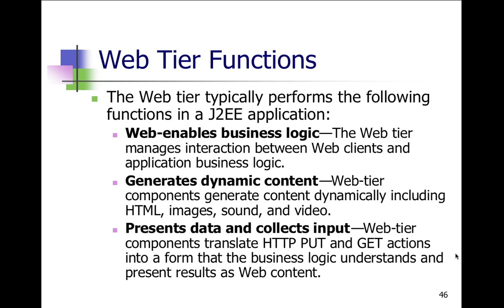In terms of the web tier functions, I'm starting out with the web tier, which is the front interface to the application. As I mentioned in the previous slide, it holds all of the XML and the HTML documents and the interfaces. So the parsers and things are all on that web tier. And it's web-enabled business logic. The web tier manages the interaction between the web clients and the application business logic. What does that mean? It's kind of like a main menu in a program. The main menu sends a customer to option number 1, option number 2, option number 3. That's what the web tier does.